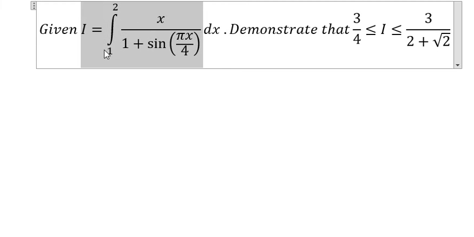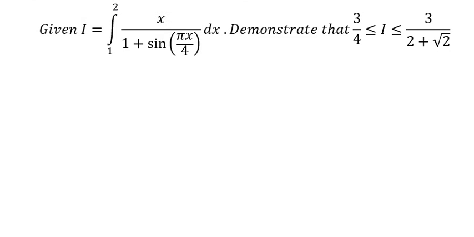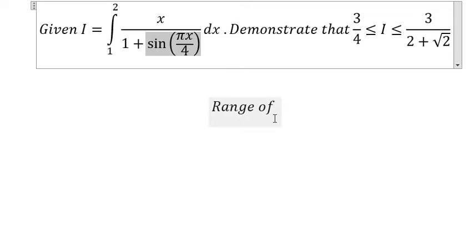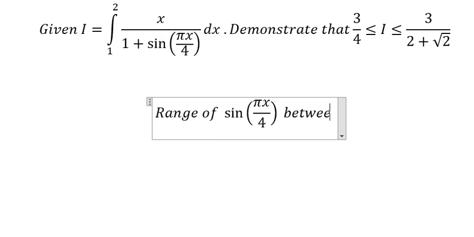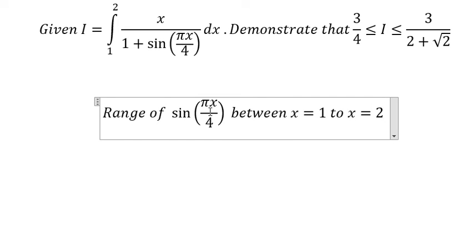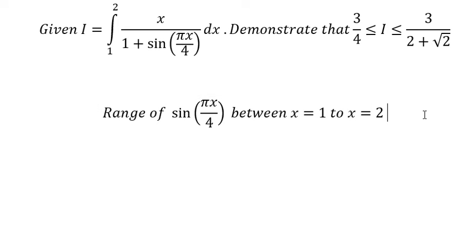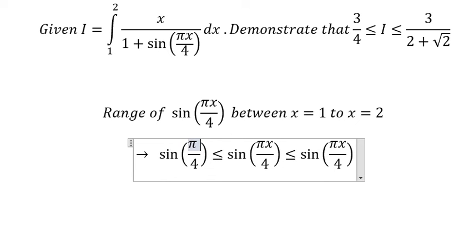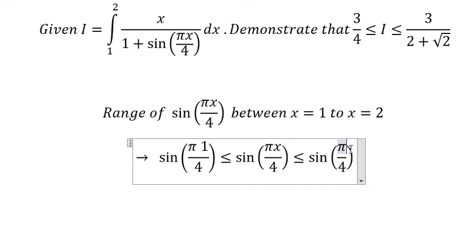We know that the integration is from number 1 to number 2. So we have the range of this one, between s equals 1 and s equals 2. So we put the value here and we will have it like this. So we put number 1 and number 2 in here.